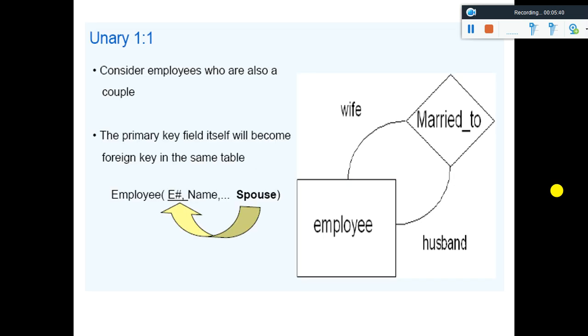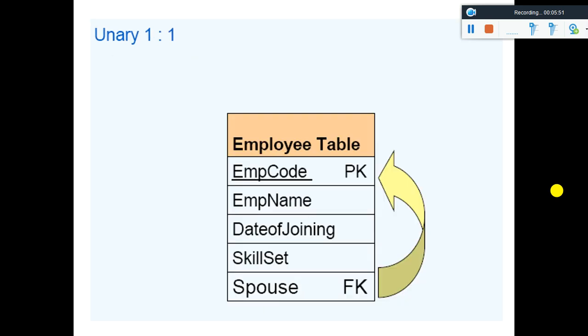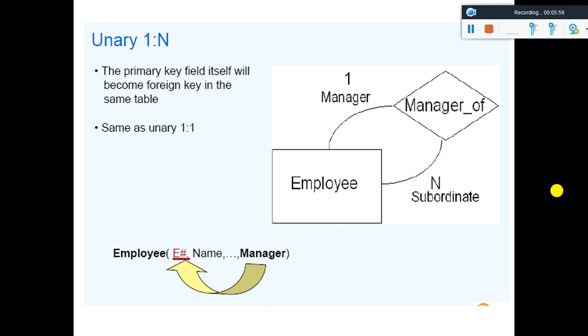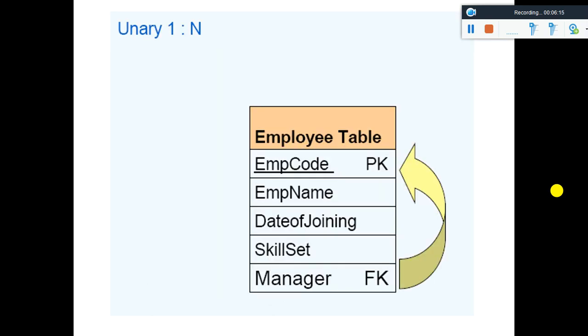Then unary 1:1. Whenever unary 1:1, it is a self-referential key, so the primary key field itself will become the foreign key in the same table. Here spouse is the foreign key, and again it refers to the primary key of the employee code. Then unary 1:n, again the same will happen. A manager will become the foreign key, where the primary key of employee number will take part in that relationship. So unary 1:n: manager FK and employee number primary key.